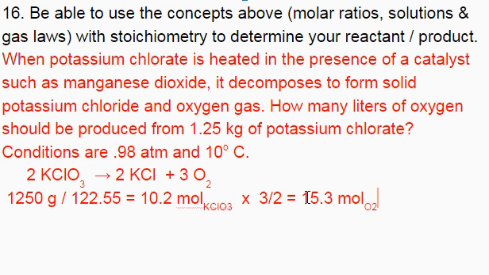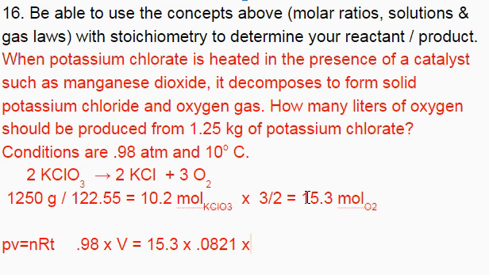And now we're being asked to come up with that as liters of oxygen. So I'm being told the conditions are 0.98 atmospheres, 10 degrees Celsius. So I have to go ahead and plug this into PV equals nRT. And my pressure is being given as 0.98 atmospheres. My volume is what I'm trying to find. I have 15.3 moles. My R value, because now I'm using atmospheres, is 0.0821.